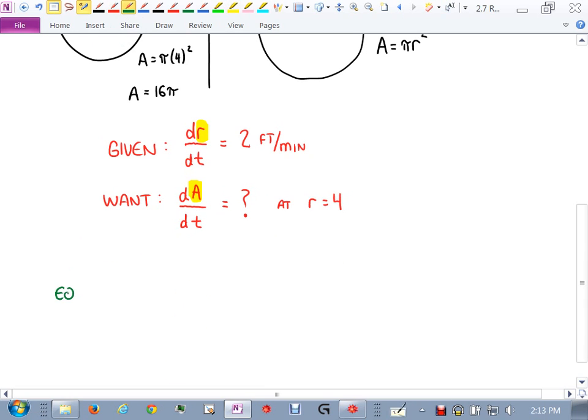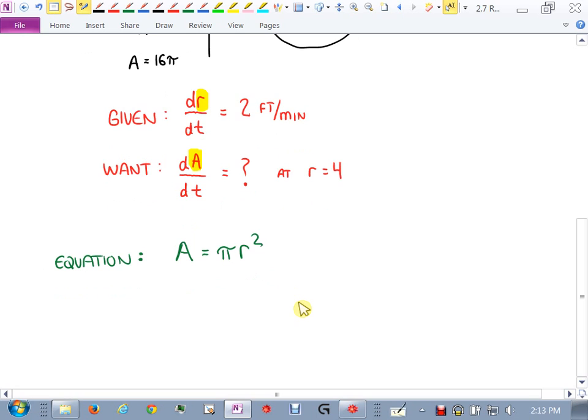So this next step in this process is to find your equation. So the equation that I have is area equals pi r squared. So far we've done really no calculus, other than maybe we've used some calculus notation, haven't we? Other than that, we haven't done any derivatives or anything. So if you have a circle, here's the relationship between area and radius.